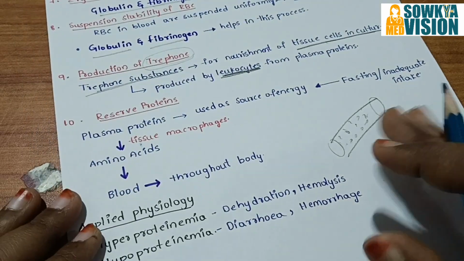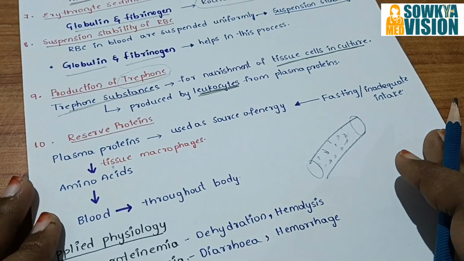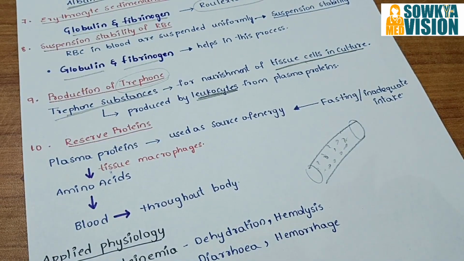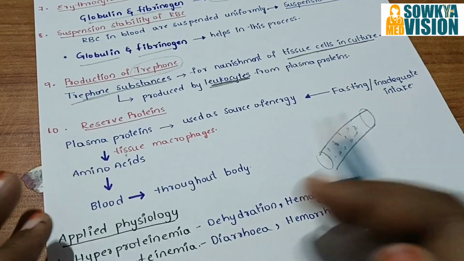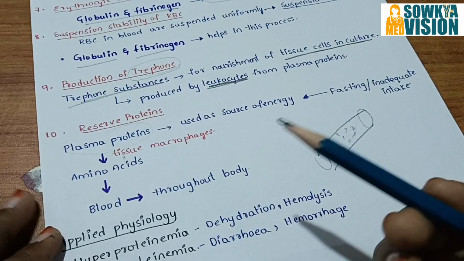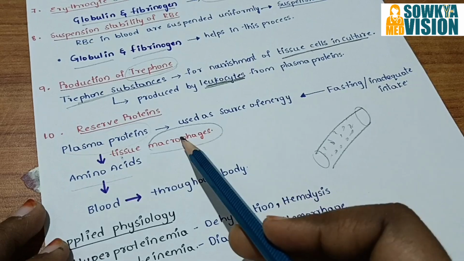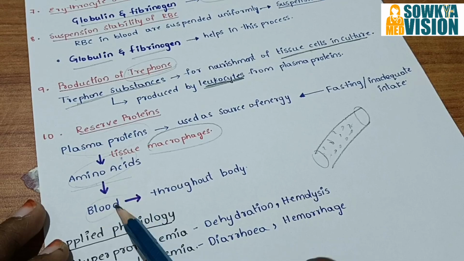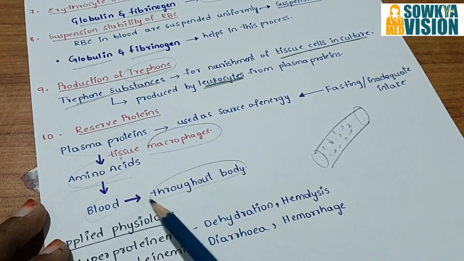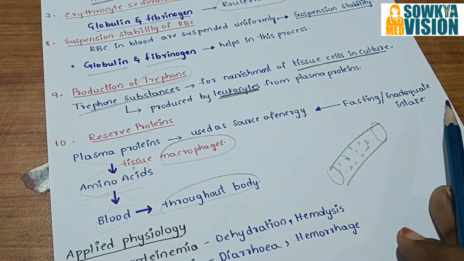And the last function is reserve protein. When you are fasting or you don't have an adequate amount of protein food, these plasma proteins are used as a source of energy. These plasma proteins are split into amino acids by macrophages. These macrophages convert the plasma proteins into amino acids which enter the blood and circulate throughout the body to give energy. These are the functions of the plasma proteins.